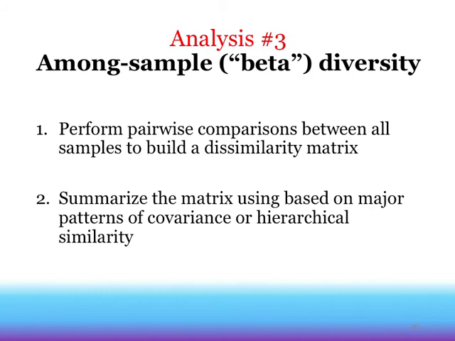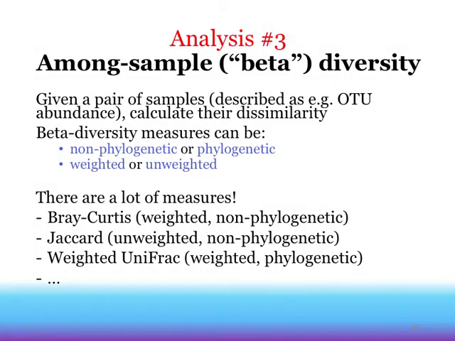Once you've built this, you put each pairwise comparison in a dissimilarity matrix, right? Sample 1, 2, 3, 4, 5, sample 1, 2, 3, 4, 5, difference, difference, difference, difference. And then you can summarize that matrix using various approaches, such as, I'm sure some of you are familiar with this, principal coordinate analysis, right? Ways of trying to cram that matrix into some sort of representation that may or may not be useful. So, given a pair of samples described by, let's say, OTU abundance, calculate their dissimilarity.